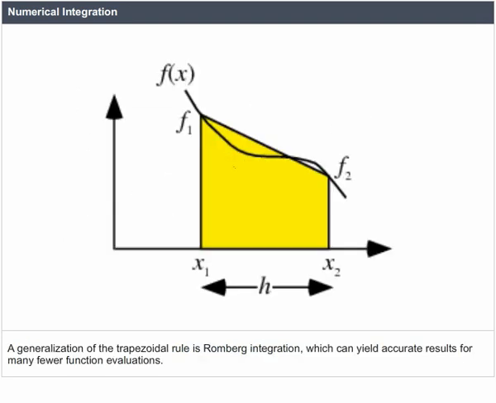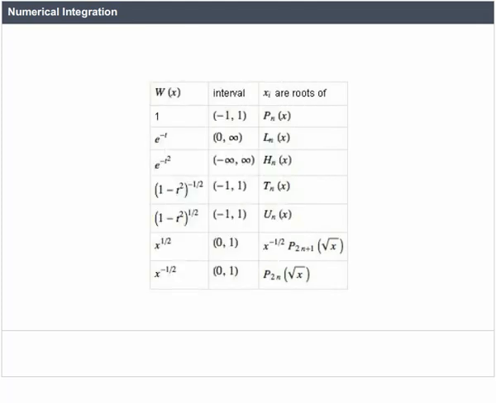A generalization of the trapezoidal rule is Romberg integration, which can yield accurate results for many fewer function evaluations. We have shown some useful intervals for numerical integration in the table. The table has 3 columns. First column w of x, second column the interval, third column xi are roots of. We are going to read the table row by row.